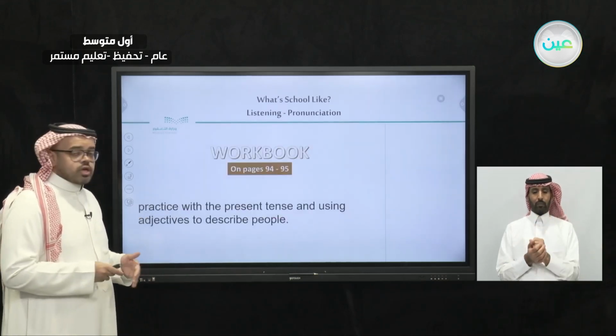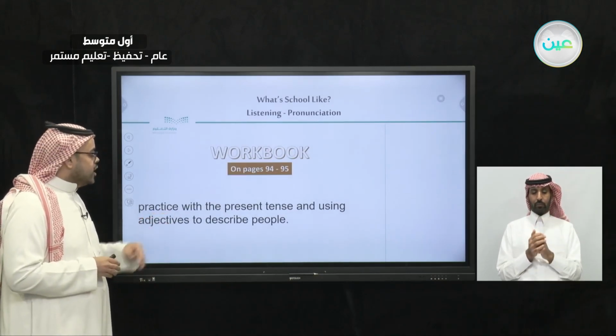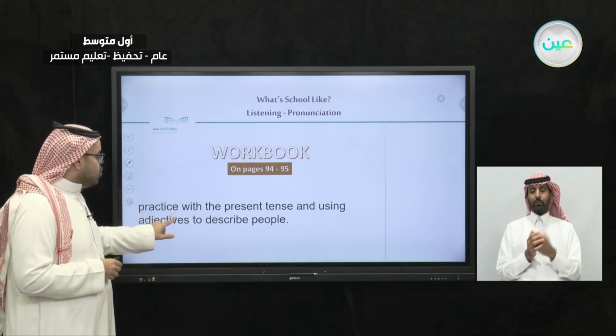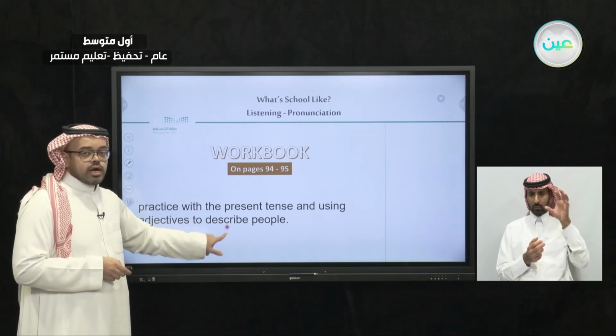Now, don't forget on your workbook to check pages 94 and 95, where we have more practice with present tense and using adjectives to describe people.